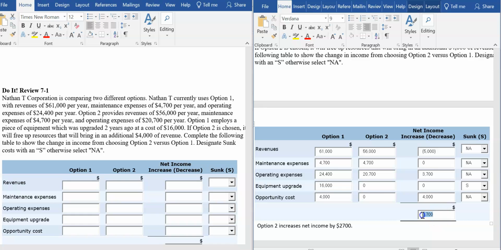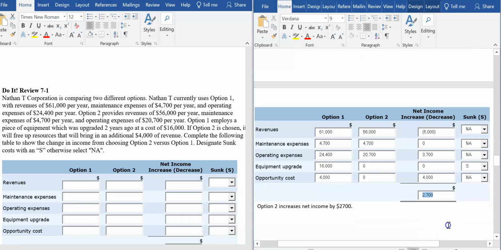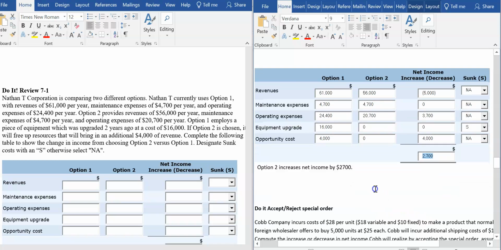So option two will actually cause net income to go up by $2,700. So management should go ahead and choose option two. We always want to keep in mind the qualitative factors. We don't really know what they are since they didn't tell us what these options are specifically centered around, but financially, it may make sense to choose option two and stop doing option one. But don't forget the qualitative.